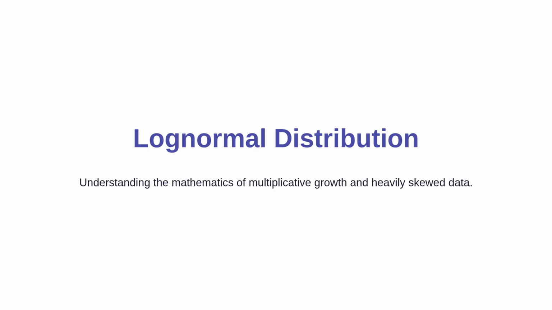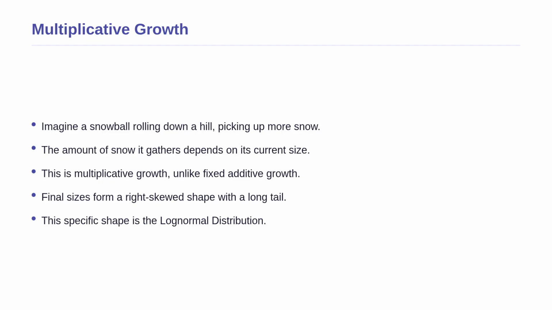Let us dive in. To understand the log-normal distribution, imagine you are rolling a snowball down a hill covered in fresh snow. As it rolls, it picks up snow, and the amount it picks up depends entirely on how big it already is. This is called multiplicative growth. In real life, human wealth and stock prices grow exactly like this snowball. If you measure the final sizes of many such snowballs, you will not get a symmetric bell curve. Instead, most are average sized, but a few become absolutely massive, creating a long tail stretching out to the right. This shape is the log normal distribution.